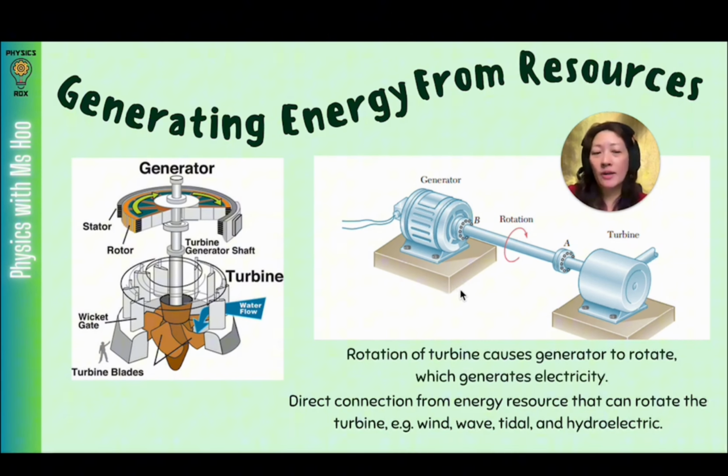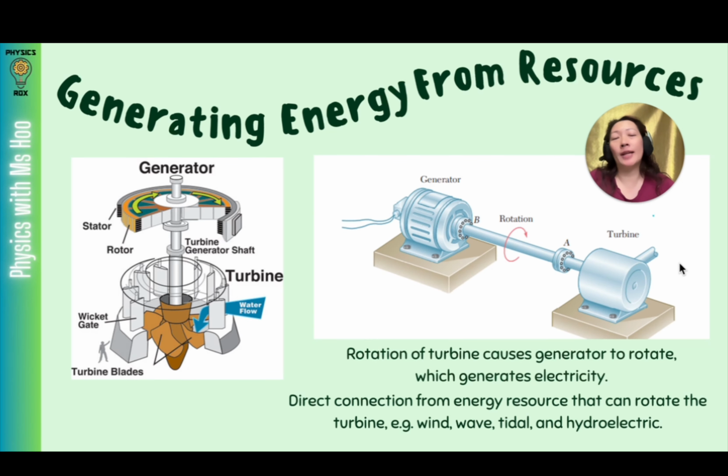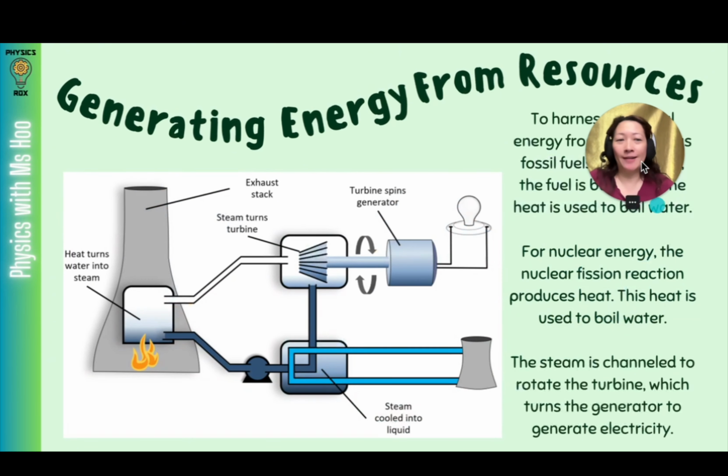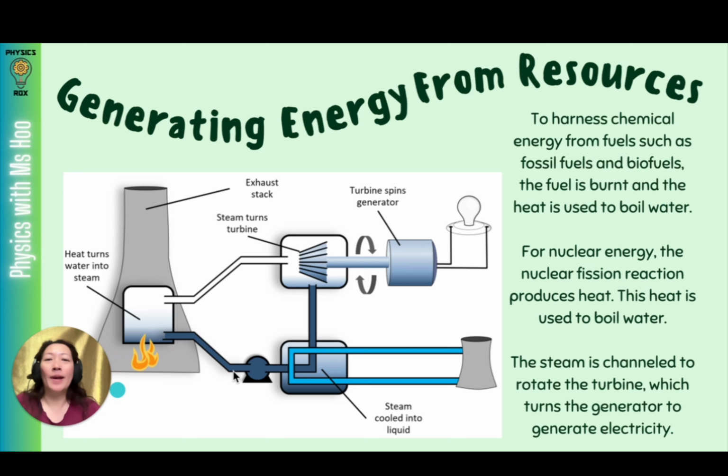But what about the energy sources that don't have any kinetic energy? So usually in that case, we would be using the steam engine. Now for energy sources that are not able to spin the turbine directly, how we're able to harness the energy from those resources is by using the steam engine. If you're wondering, how does the steam engine work in this case? Let's look at it generally for some of these fuels.